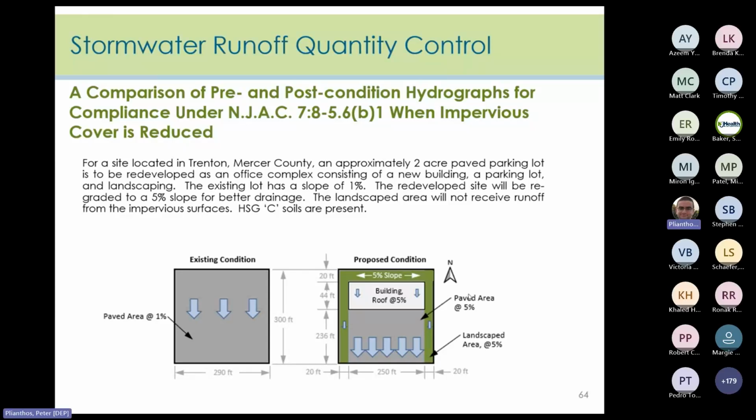So in this example, we see a proposed redevelopment reducing the overall impervious area, but simultaneously increasing the slope of the impervious area to remain. So what do we think the outcome will be here?